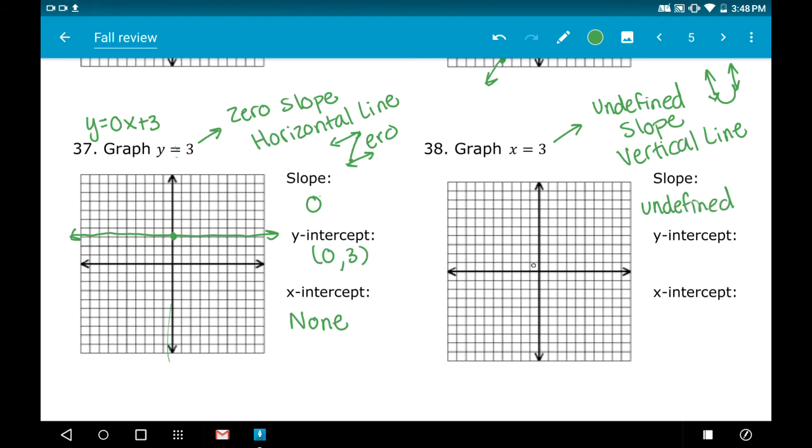But to graph it, we need to have a vertical line where x equals 3. So I go to where x would equal 3, and I put a point. Then I can just draw a vertical line down. So my x-intercept here is (3, 0). But it never hits the y-axis, so my y-intercept is none. And that is graphing.